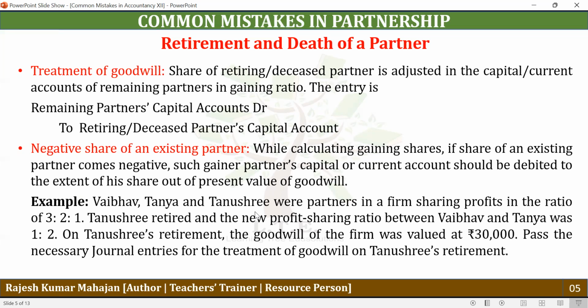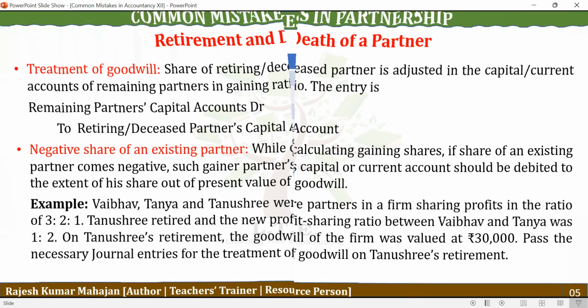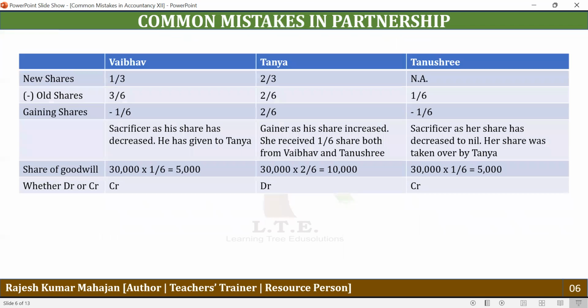Vaibhav, Tanya, and Tanushree were three partners in a firm sharing profit and losses in the ratio 3:2:1. Tanushree, the third partner, has retired, and the profit sharing ratio between Vaibhav and Tanya has been decided as 1:2. On Tanushree's retirement, the goodwill of the firm has been valued at rupees 30,000. Pass the necessary journal entry for the treatment of goodwill on Tanushree's retirement. Now let's find out gaining and sacrificing shares.